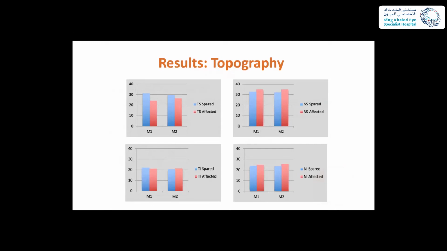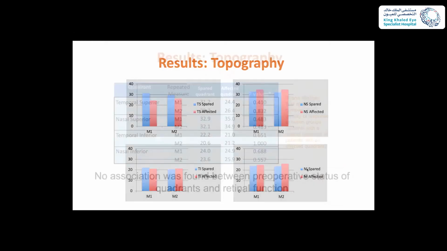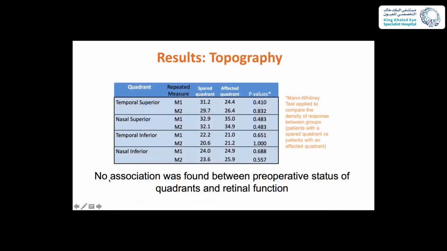And these are the results. As you can see here, this is temporal superior, nasal superior, temporal inferior, nasal inferior. There was no association between preoperative status of the quadrants and retinal function, which is surprising, because it means that patients with superior retinal detachment can have better performance in the superior retina than in the inferior retina, even though the superior retina was the affected one and not the inferior.